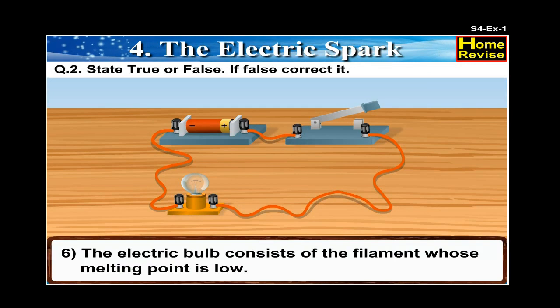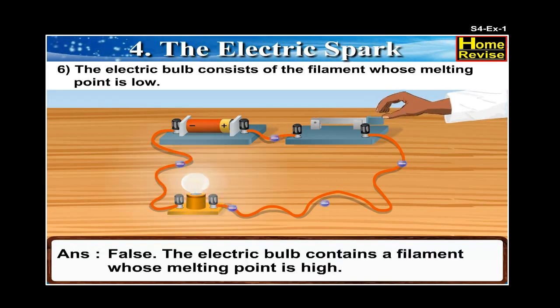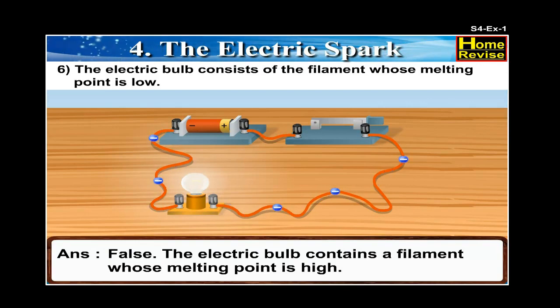6. The electric bulb consists of the filament whose melting point is low. The answer is false. The electric bulb consists of a filament whose melting point is high.